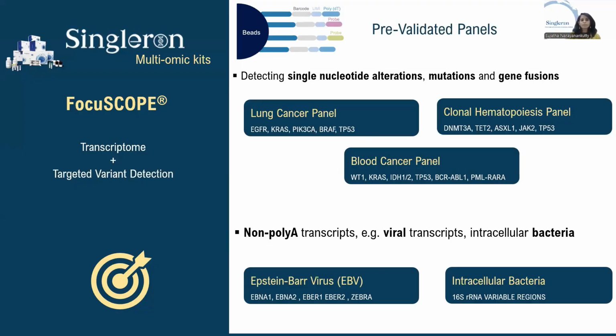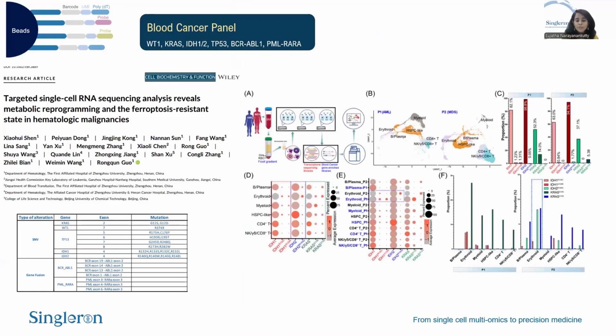So how would that look? Here's a study that used a blood cancer panel. This panel, along with the mRNA at the single cell level, can also pick up these different mutations and gene fusions that are important in the particular disease. And so if you look at the data, you've got a UMAP showing you all the different cell types, but you can actually go in and find out which cell types have these mutations. And then from there, you can think of what kind of therapy you can develop based on this.